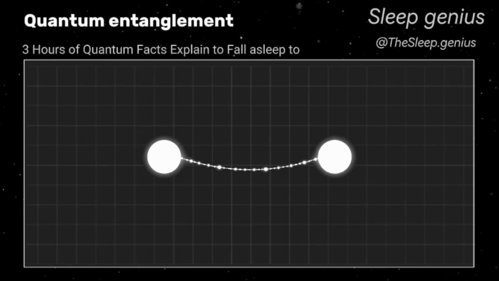The very idea that information can travel faster than the speed of light challenges the foundations of relativity, one of the pillars of modern physics. While no information can actually be transmitted faster than light due to the no-signaling theorem, the fact that entangled particles are so deeply connected still leaves us wondering about the nature of reality itself.